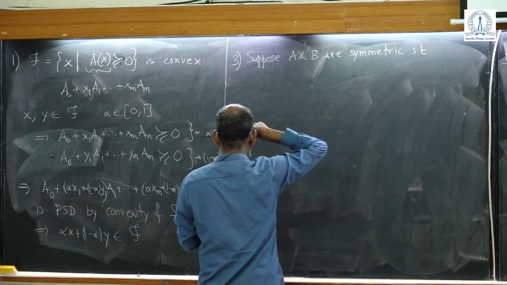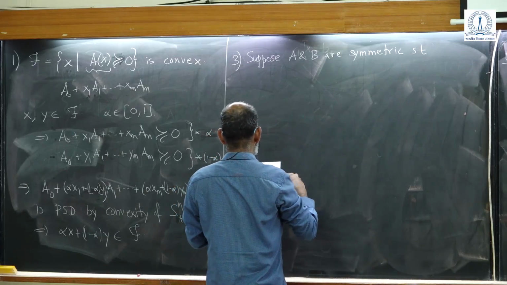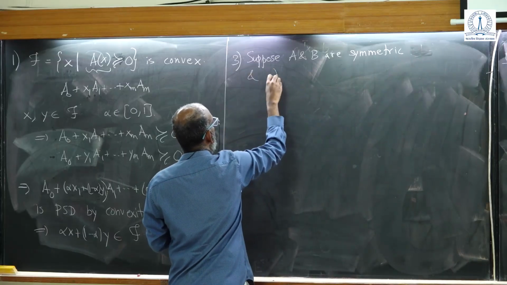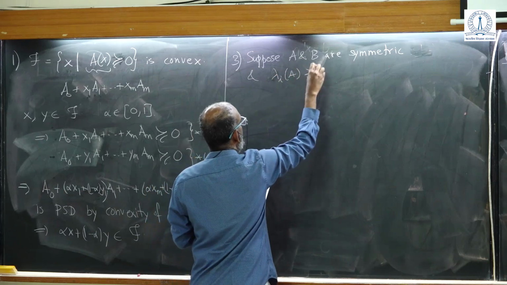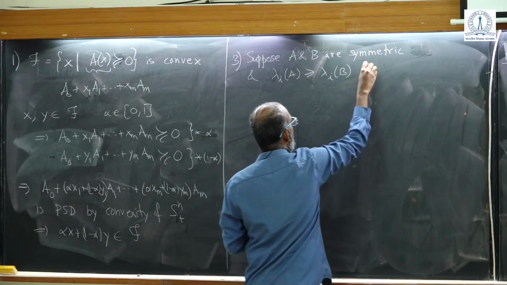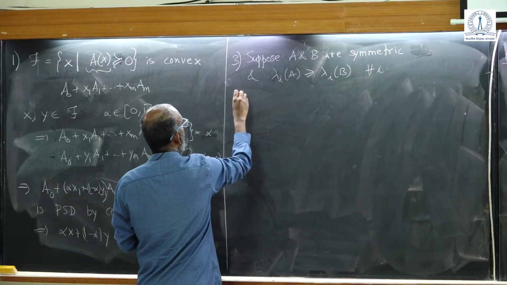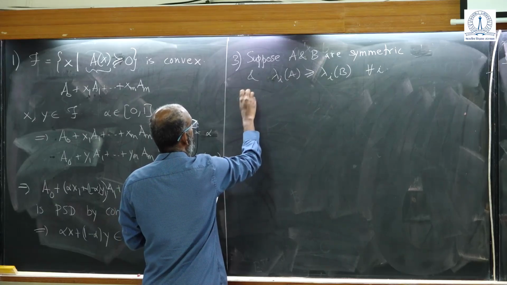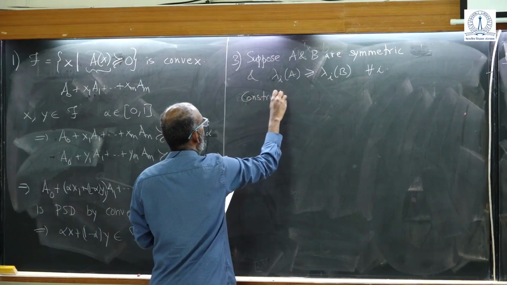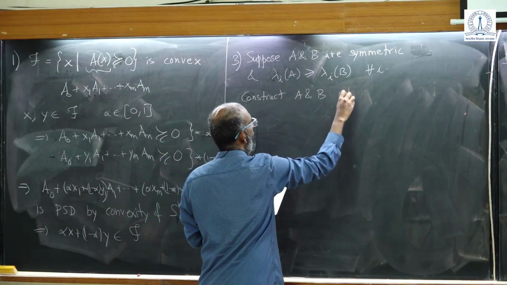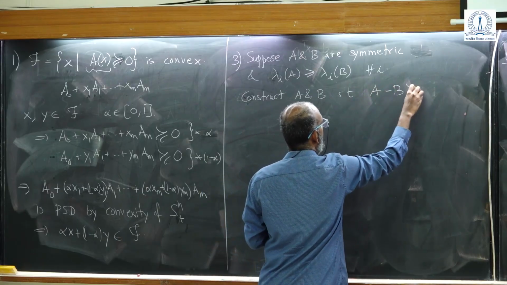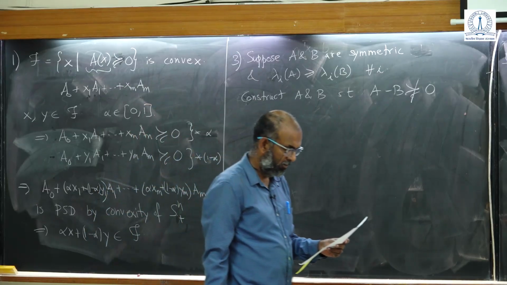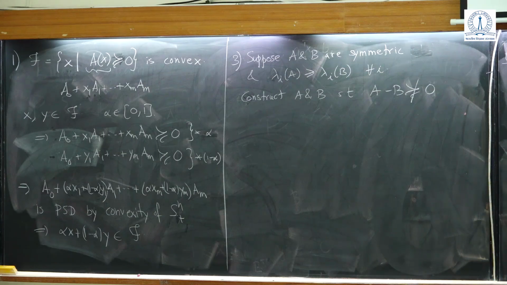Such that, so they are real eigenvalues, and lambda I of A is greater than or equal to lambda I of B for all I. Construct A and B so that A minus B is not greater than or equal to, or A is not greater than.